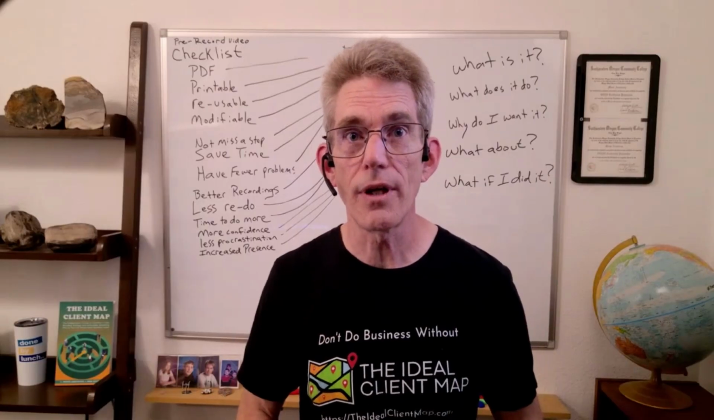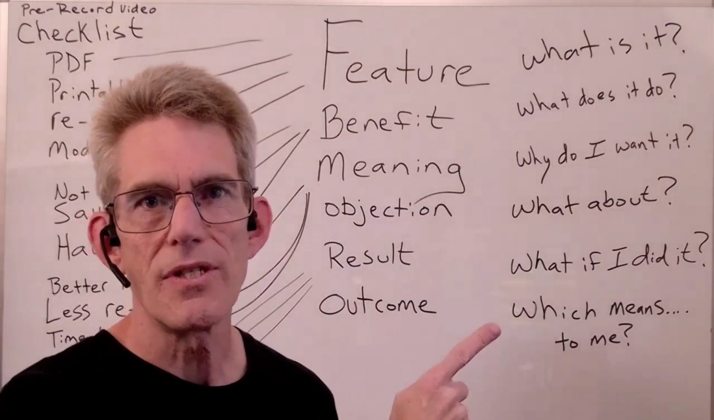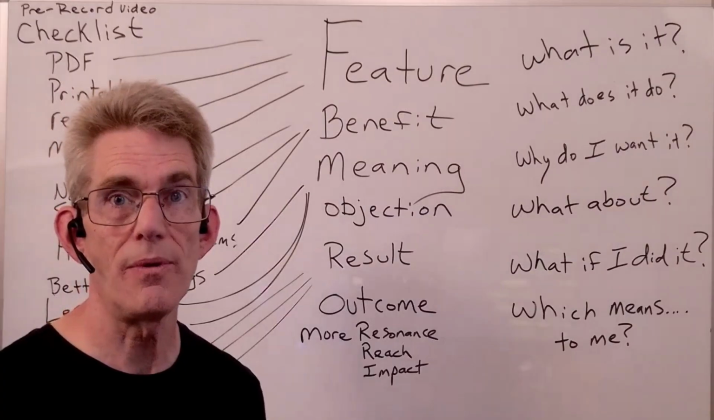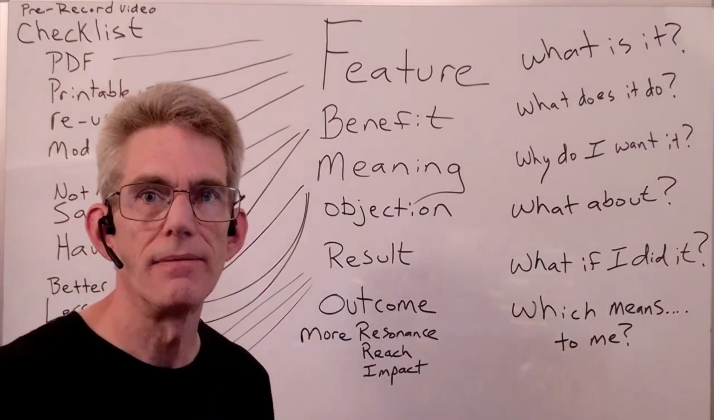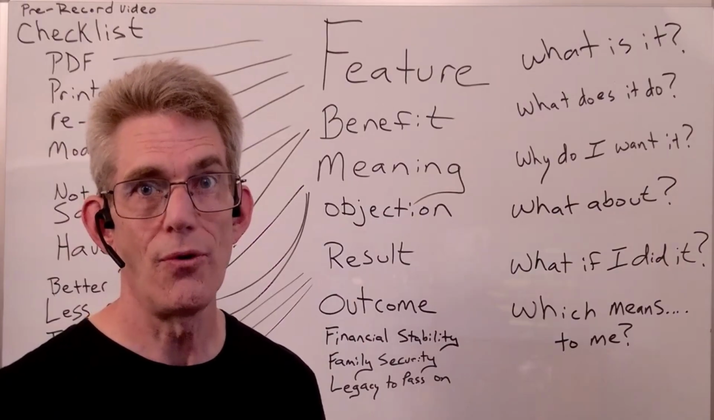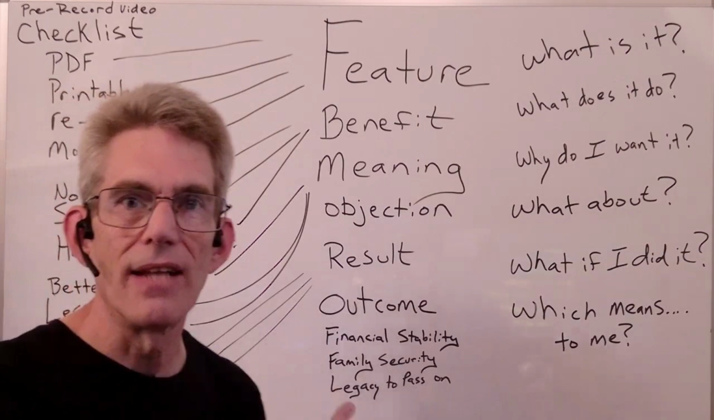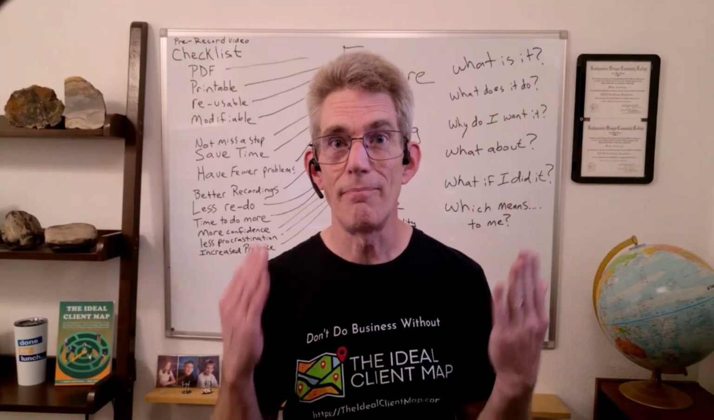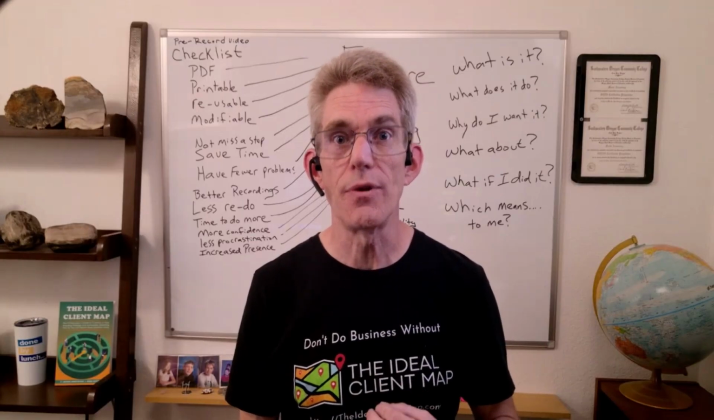And there's one more level to go. And that deepest level is the outcome. And the question involved there is, what does that all mean to me? For some people, that might mean more resonance and reach and impact. And some people are more in tune with financial stability, family security, and a legacy to pass on. Now, hold on a second. We've laid out the measuring tool, but we haven't defined how to do the measuring yet.